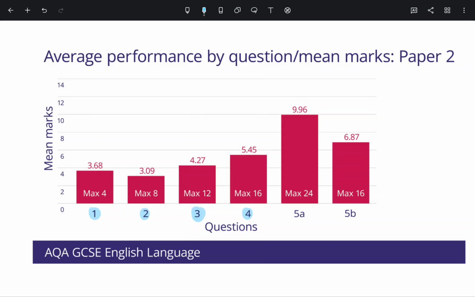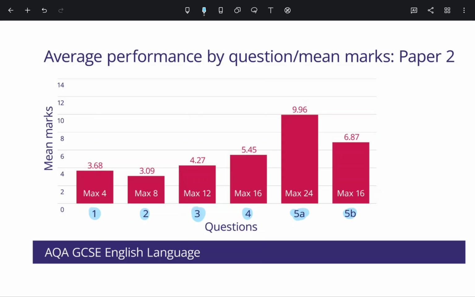And then finally, question 5. The reason is split into 5A and 5B, just for your information. 5A represents AO5, 5B represents AO6. Now, AO5 is out of 24 marks, the average being 9.96. So that's less than 50%, okay? So students clearly struggled with this, with AO5, for question 5.